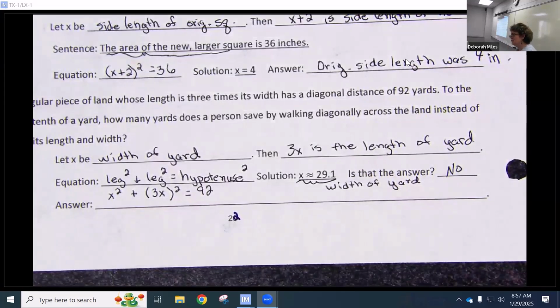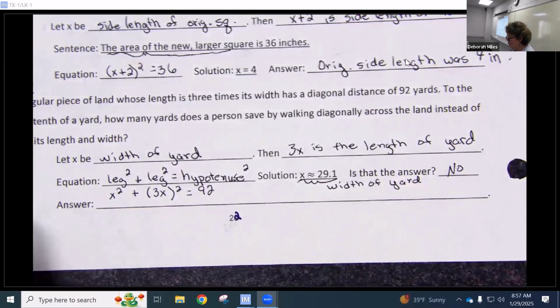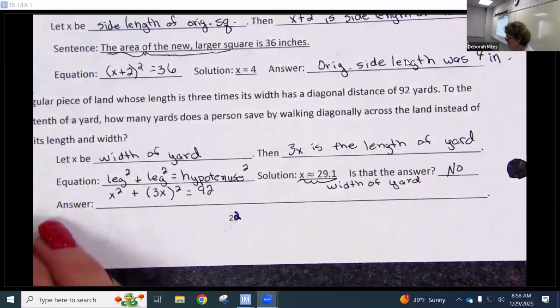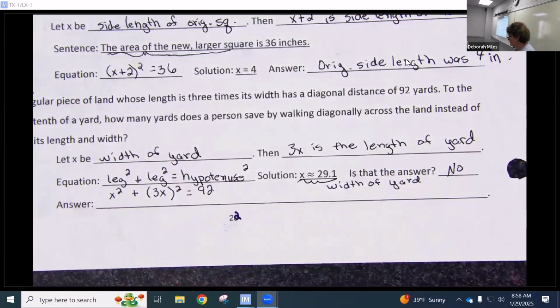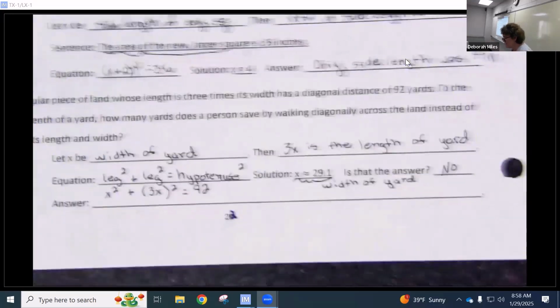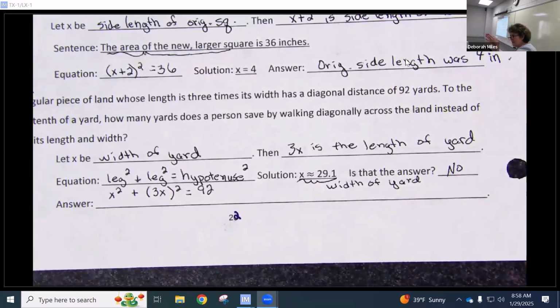Very, very close. But which would be the longest route, going along the edges of this yard or cutting across the middle? Cutting across the middle is always shorter than going around the edges of a rectangle. So it wouldn't be something minus 92, it'd be 92 minus something. Wait, that's the longest. Yeah, okay. I love to end a class by screwing up.